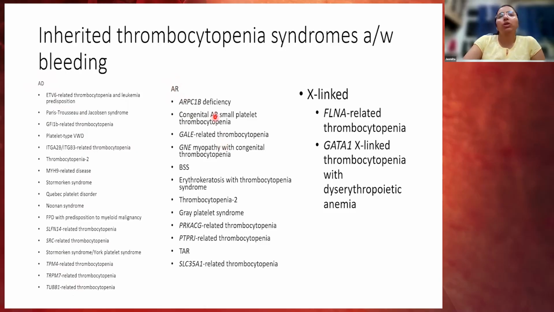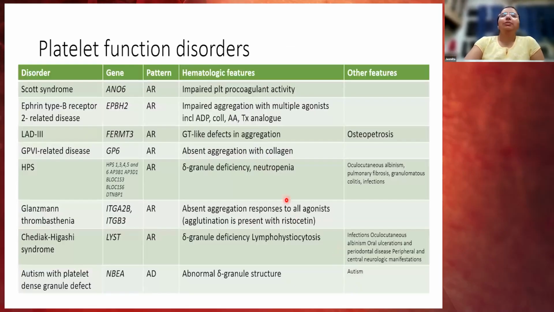For the autosomal recessive disorders, again, there is a list of disorders, including BSS, which we traditionally know of as a platelet function defect. But this is a defect which is a combination of both thrombocytopenia as well as a defect in the platelet function. In addition to that, we have other defects like ARPC1B deficiency, in which eosinophilia is associated along with the defect in the platelet function. X-linked disorders are few, and these are FLNA-related thrombocytopenia and GATA1-related X-linked thrombocytopenia. And the interesting part is that this has erythropoietic anemia as well as thalassemia-like peripheral blood findings.